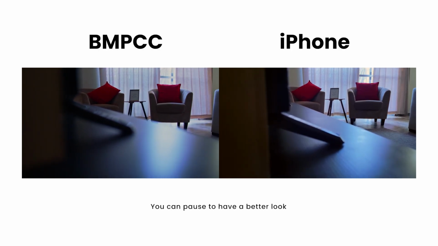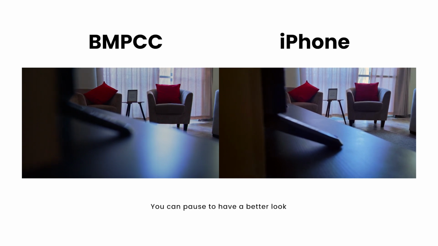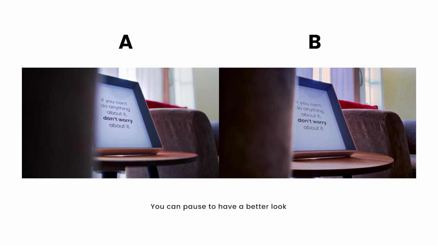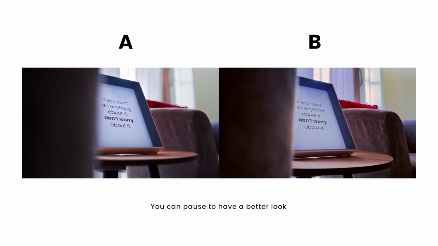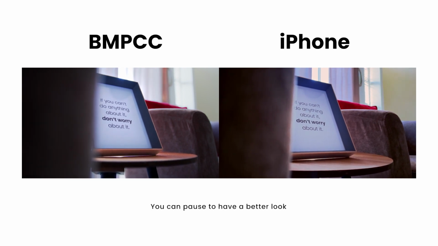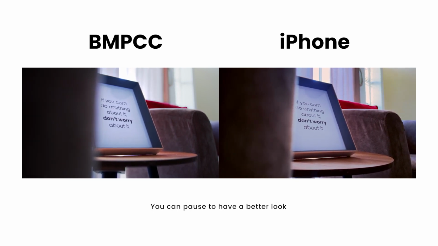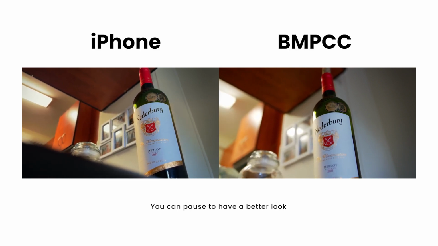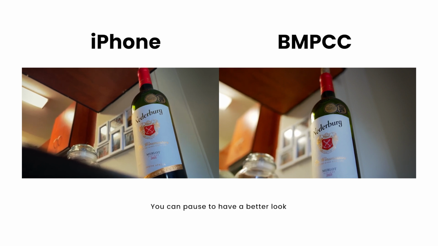The iPhone was B and the Pocket Cinema camera was A. Moving on to the second one. The iPhone was B again, then the Blackmagic Pocket was A. And moving on to the last one. The iPhone was A and the Pocket Cinema camera was B.